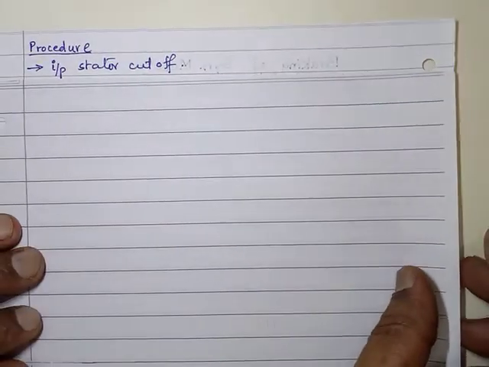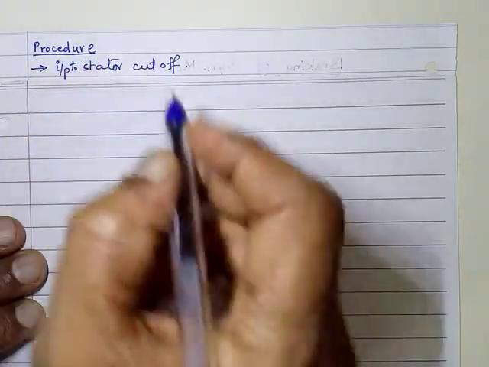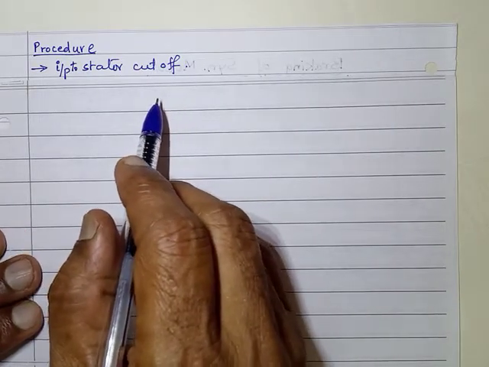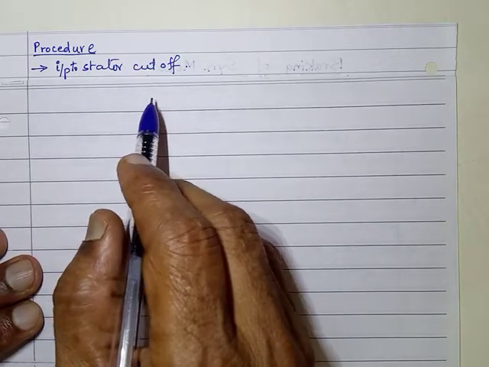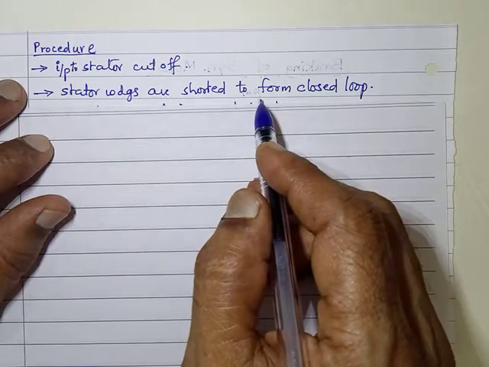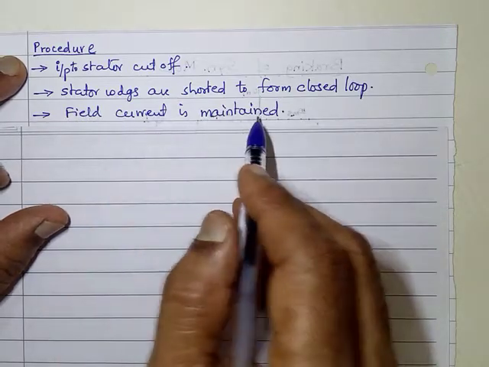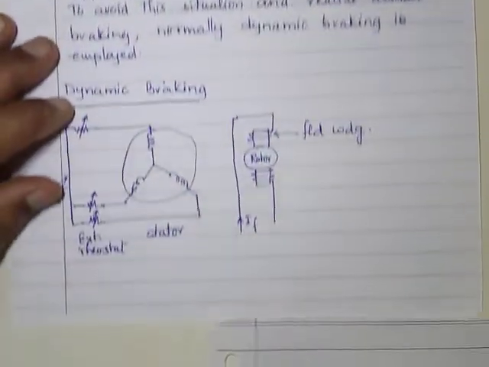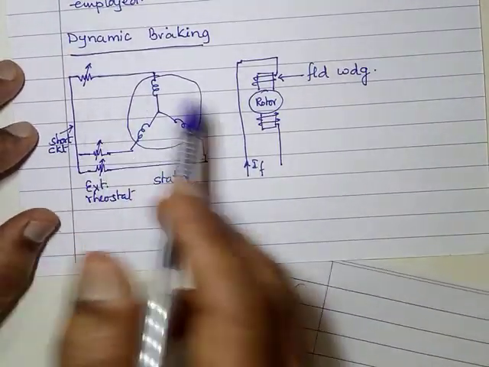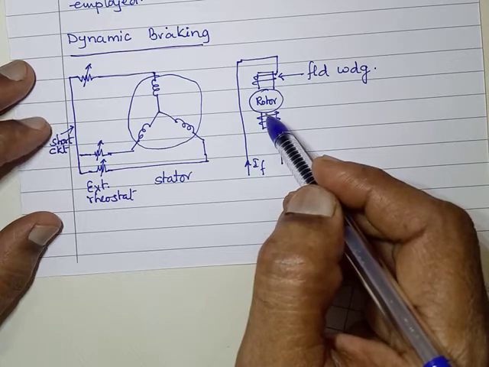Okay, so now the procedure for braking will be this. Input to stator is cut off. Otherwise we used to supply 3-phase AC, right? That input is cut off. And stator windings are shorted to form a closed loop, and field current is still maintained. Now when that is done, look here, due to the earlier running operation of the motor, this rotor is rotating.